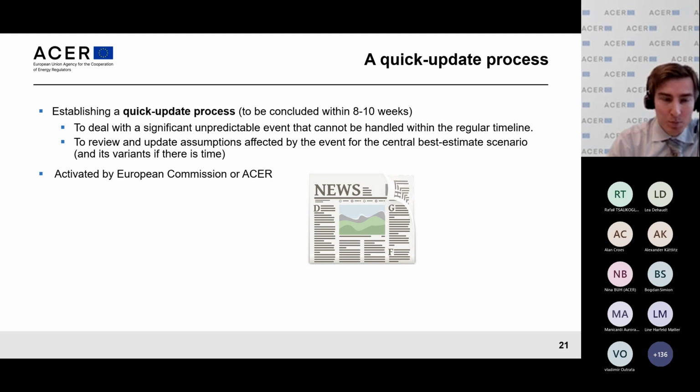We foresee this process by which the assumptions can be reviewed and updated if necessary, at least for this central best estimate scenario, but also for the variance if there is time. Whereas stakeholders, NSOE, NSOG, but also, for instance, the Scientific Advisory Board can notify the occurrence of a significant event and can request the quick update process. The activation shall be done by the Commission or ACER. So all these features, they fit together.